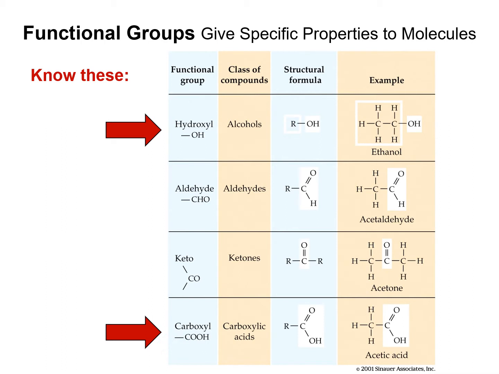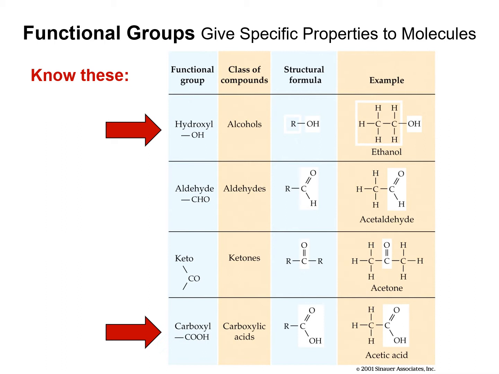Now I should mention that many molecules have several different types of functional groups. So when it comes to naming them, they name them based on the one that gives the molecule its most prominent characteristics. So if we have a hydroxyl on a molecule, it might not necessarily be called an alcohol if there's other functional groups that are more important.